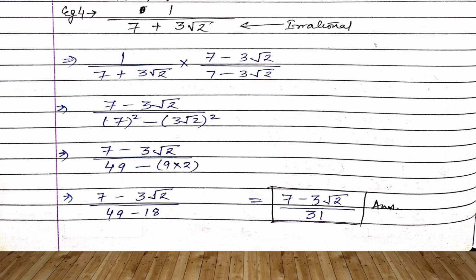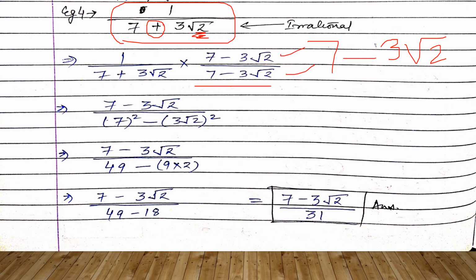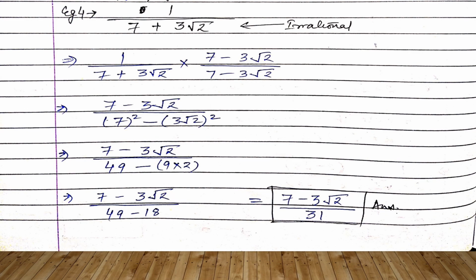One more example. In this case also, if you see, this is an irrational number. We have to make it rational. You can see here we have a plus sign, so you can guess very easily. You have to multiply with a minus b, that is 7 minus 3 root 2. Simple question. In the denominator and numerator we are multiplying the same number. Then solving, we have got the answer as this one. You can just pause the video and see how to solve it, or you can try on your own.